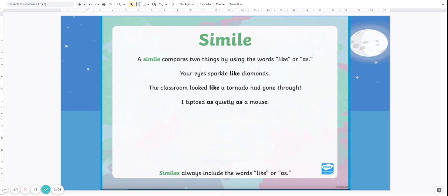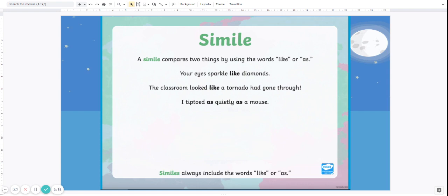So on to similes. Have you ever heard of a simile? Well, don't worry if not. I'm going to talk you through it. So a simile compares two things by using the words like or as. So I might say, your eyes sparkle like diamonds. That's what my mother always used to say to me.